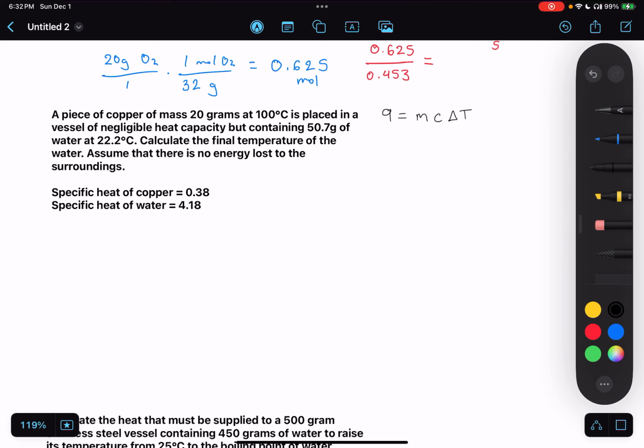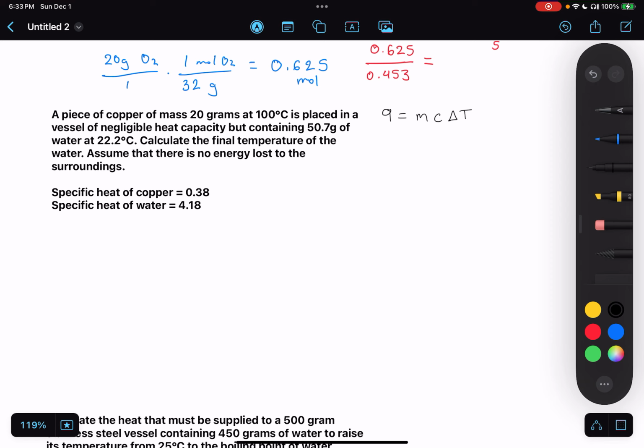Now, here they gave us copper and water. In this system, we are having to mix the copper and the water, which means that their heat gained and their heat lost is going to be the same, right? Because the copper is really, really hot and the water is normal temperature. So when the metal cools, the water is going to absorb that temperature change.